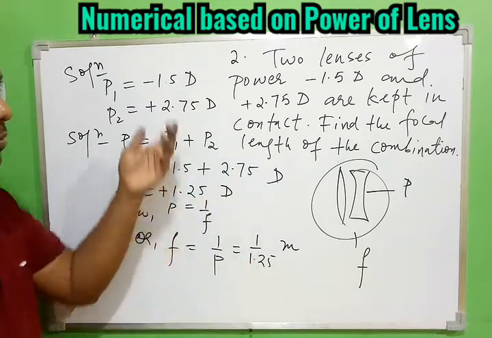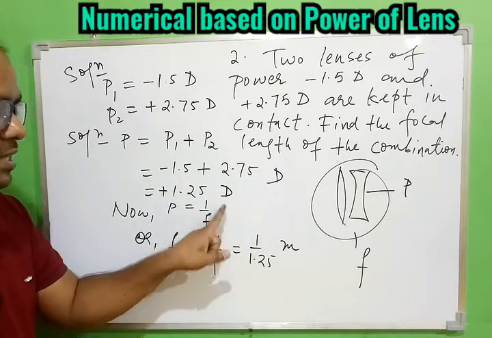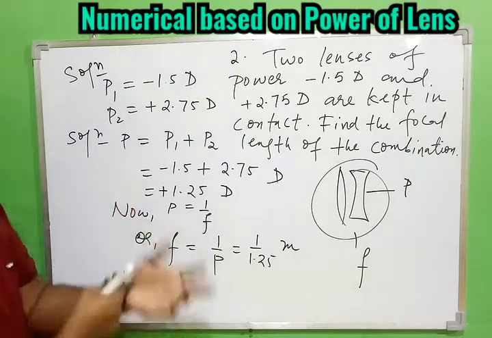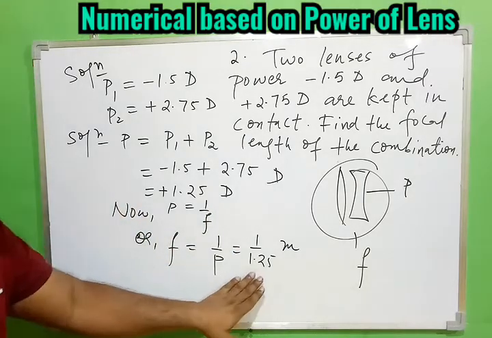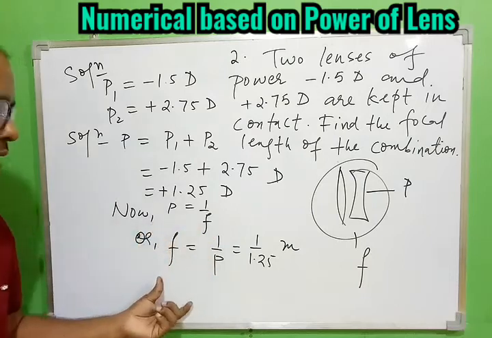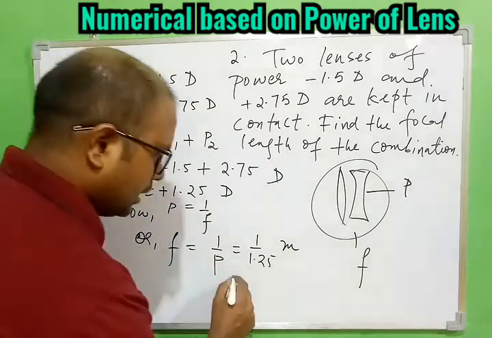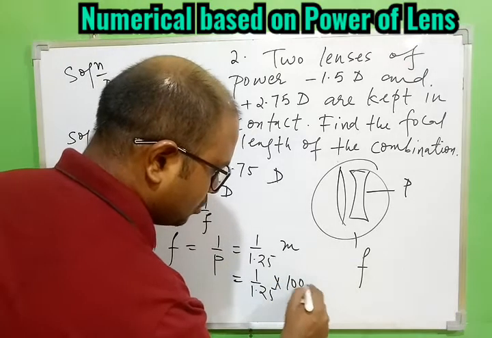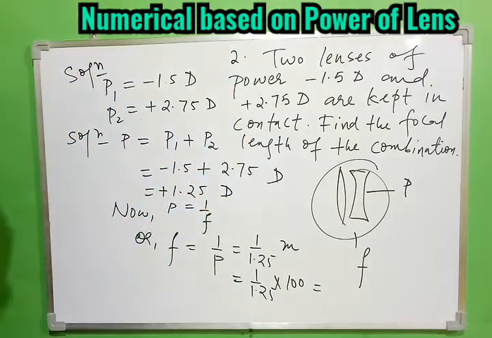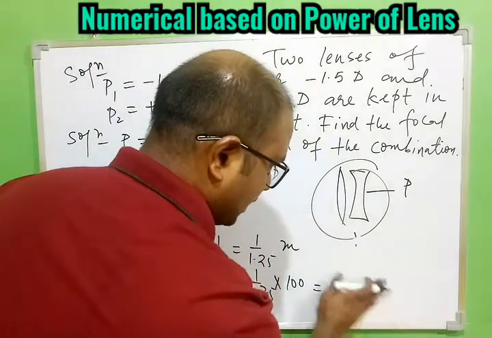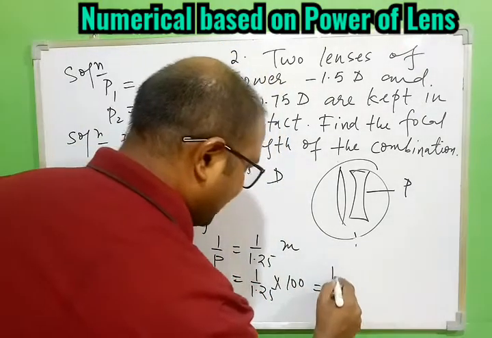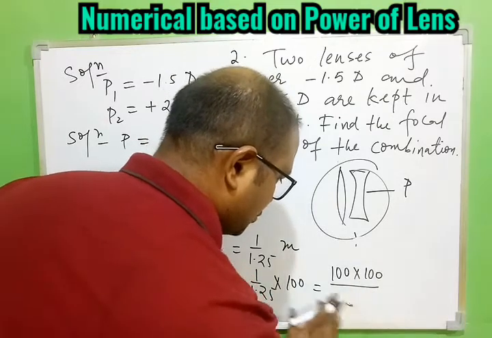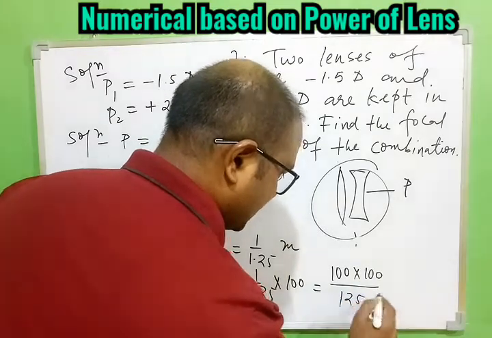Once you solve, you must check that you have done everything correctly. Units have lots of importance. In place of D, if I write centimeter, it doesn't make any sense. So we understood we are getting the focal length in meter, and if you convert this into centimeter, multiply by 100 also. So this will become how much? Let's solve it. Again, don't be overconfident. So I can write 100 into 100 by 125. So that is how much?